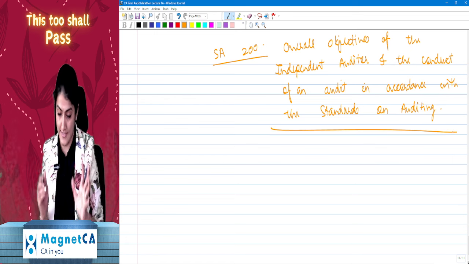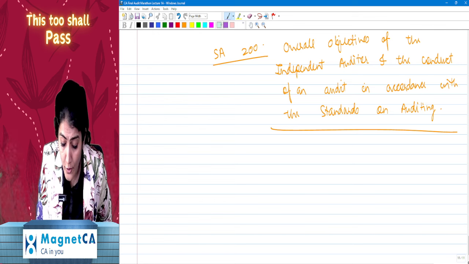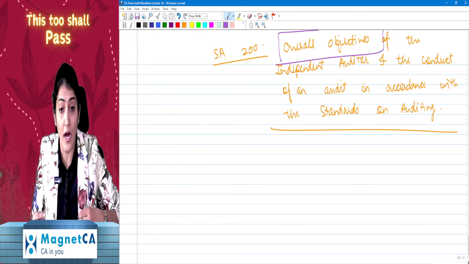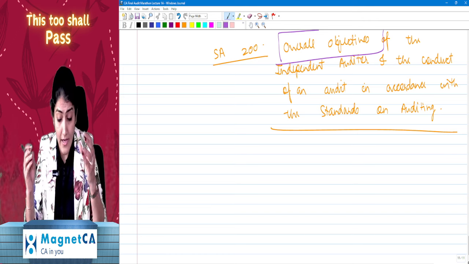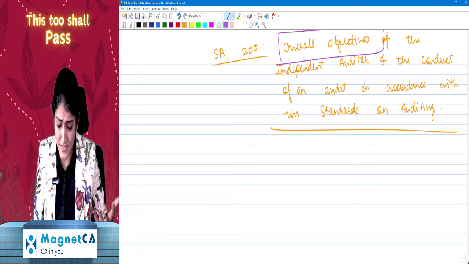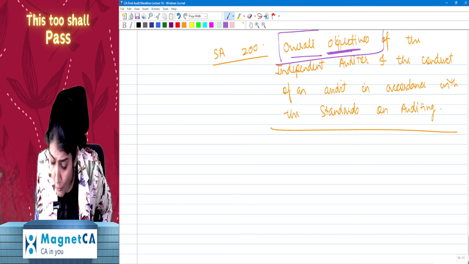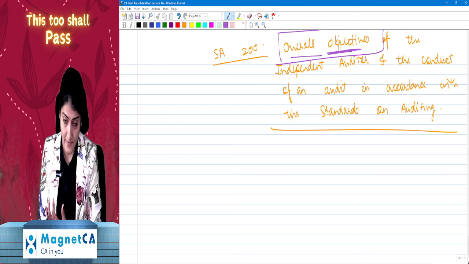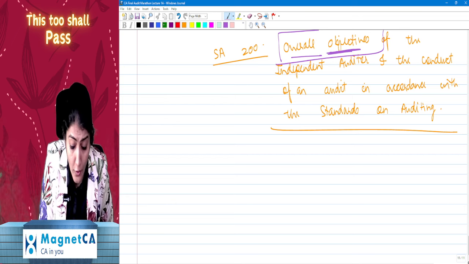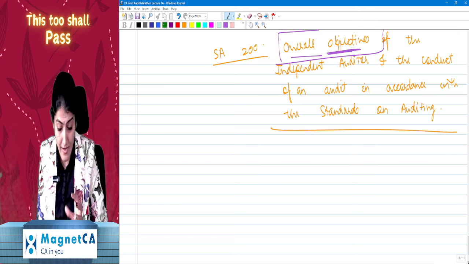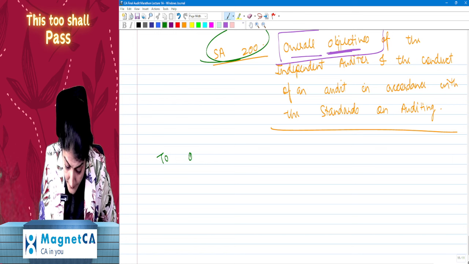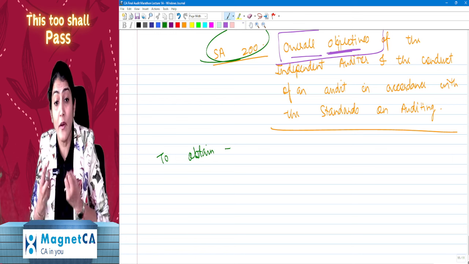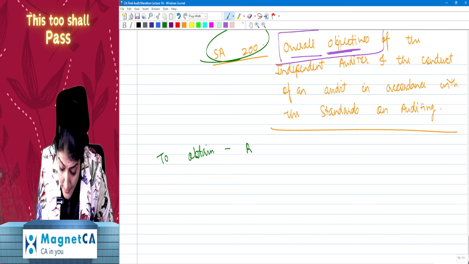Standards on auditing. Now, the overall objectives. You are appointed as an auditor of a company, or of any entity. What is your overall objective as an auditor? The overall objective of the auditor, as laid down in SA 200, is to obtain, to get, what?